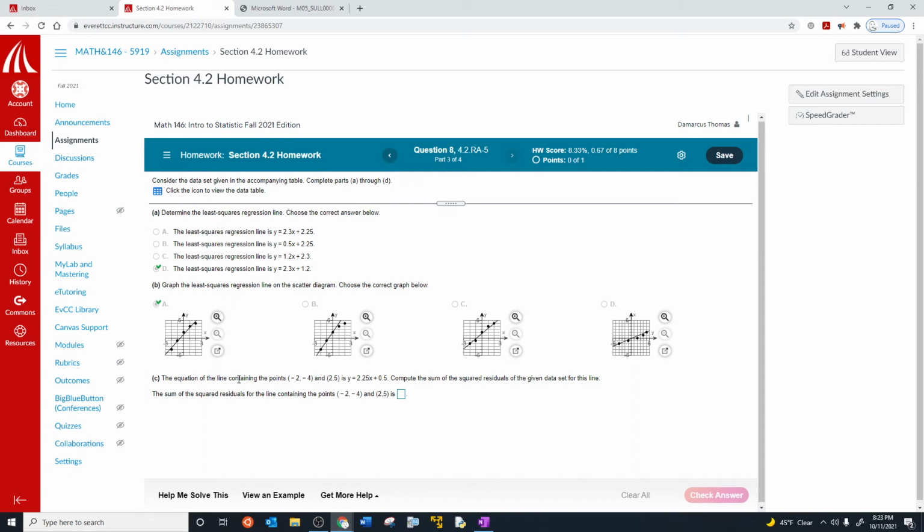It says the equation of the line containing the points (-2, -4) and (2, 5) is this. Compute the sum of squared residuals of the given data set for this line. It probably would be a good idea to do this in Excel, because then you can calculate all the y's really quickly. So let's see how we could do this in Excel.